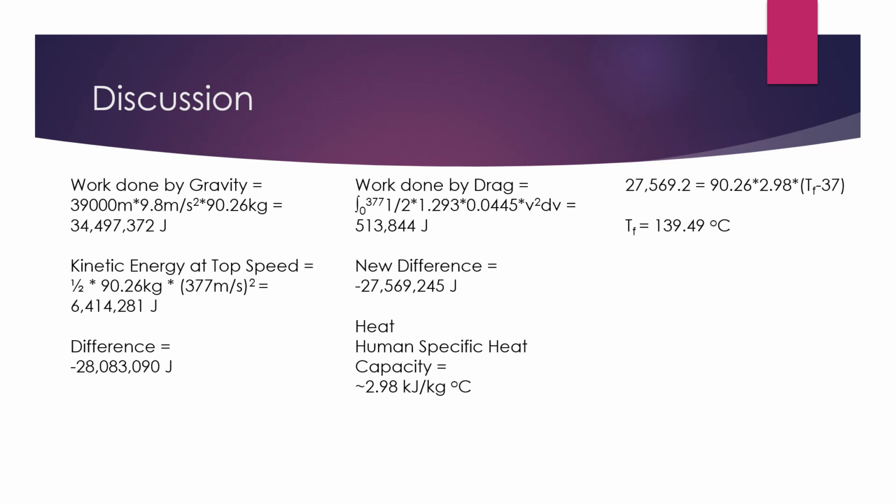Well, we got to factor in drag. So we calculate that, and that's only a paltry 500,000 joules. So still, we're over 27 million joules in the difference. Well, where does that go? Well, that's going to go to heat, and that's going to heat his body up. Now, the human specific heat capacity is about 3 kilojoules per kilogram. And so calculating that out, we would find that his body raised to a temperature of 139 degrees Celsius. However, of course, he had a suit, and that's going to absorb some of the heat too.